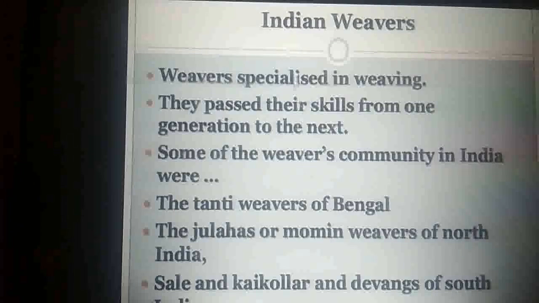And now another topic, Indian weavers. Indian weavers are specialized people as far as weaving is concerned, and these people pass their skills from one generation to another. This is the habit of these people. Their children prefer to be part of weaving because it enables them to earn their livelihood. Some of the important weaving communities in India include Tatis, weavers of Bengal, Jolhas or Momin weavers of North India, Sale and Kaikolar and Devangs of South India.